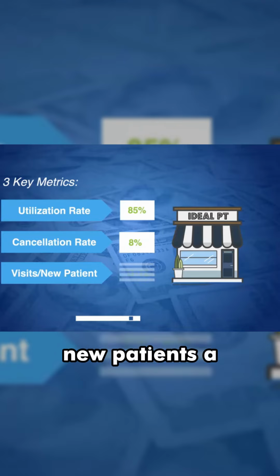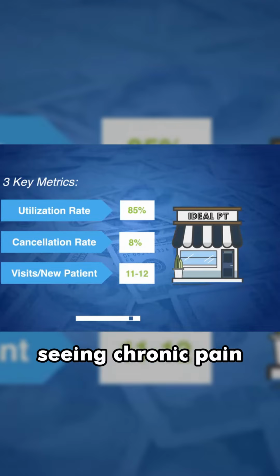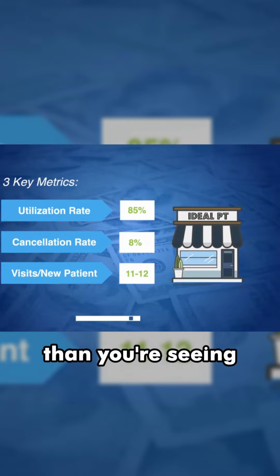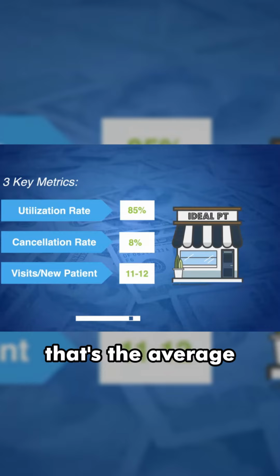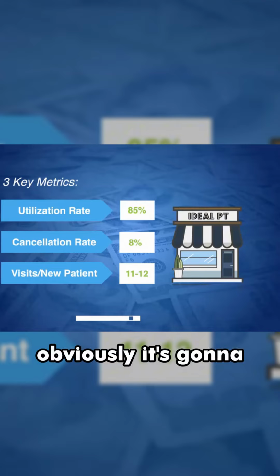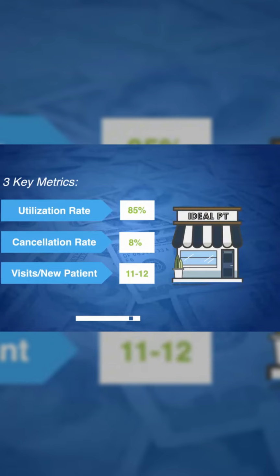The visits per new patient is a little trickier, right? Because if you're seeing chronic pain, they might come in more times than you're seeing acute ankle sprains. So it really depends on your population and your business model. But I've been doing this now for many years. I've had my practices for over 15 years. The average I see just across the board is like 11 to 12 visits. That's the average, except in certain insurance companies or certain states or regions of the country, where obviously it's going to be different, but that's just something that we're going to use today as an example.